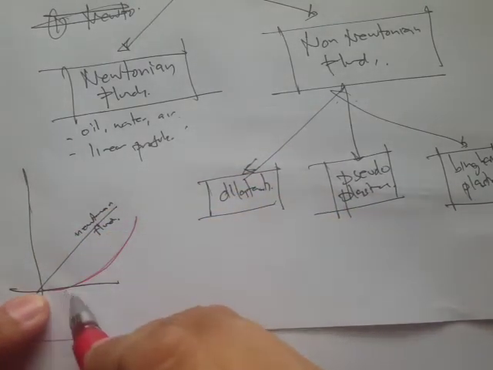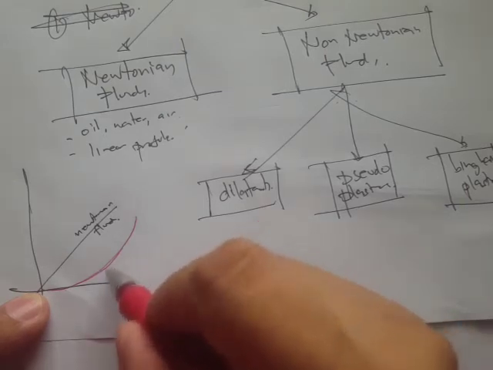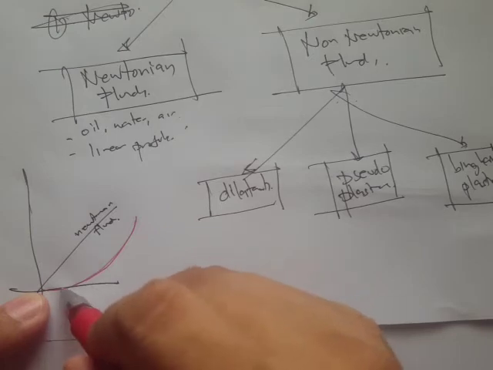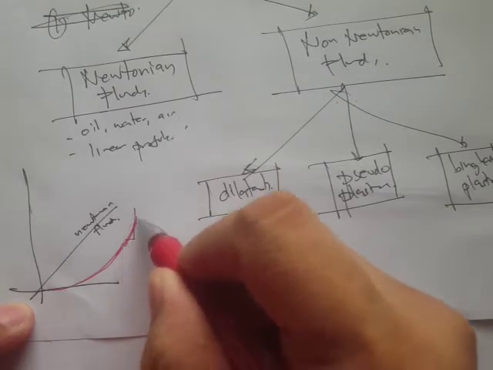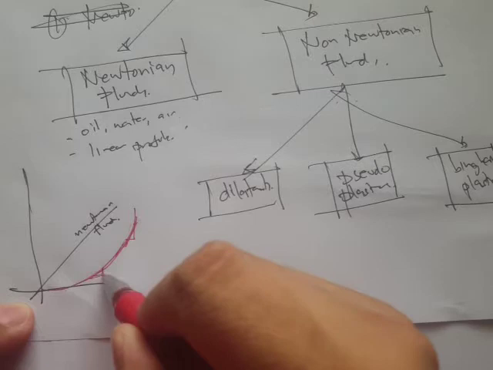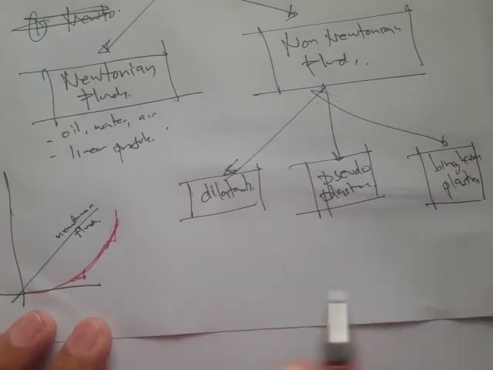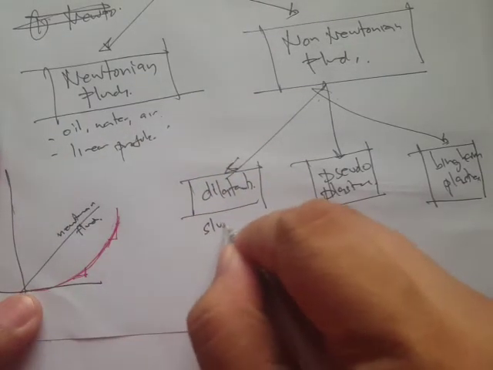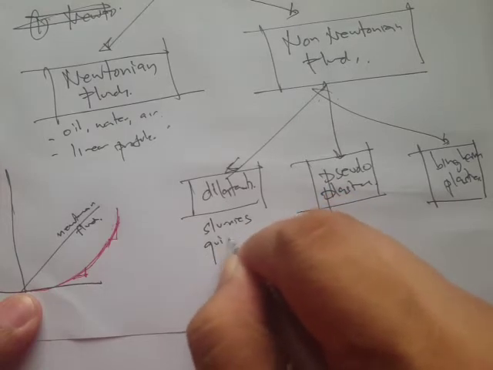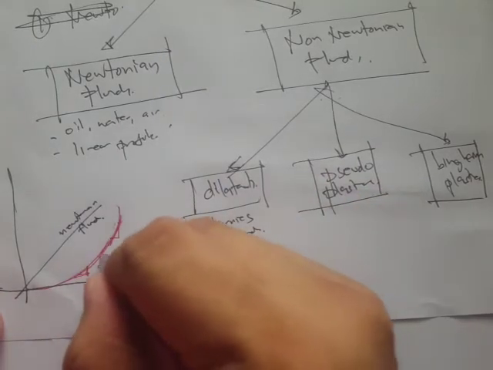So at first, it's easy to flow, but as it progresses, it's actually getting harder and harder to flow, right? Because you have an increasing viscosity right here. So at first it is easy, but later on it gets harder and harder. Examples of these dilatants are slurries and quicksands. So this is dilatants.